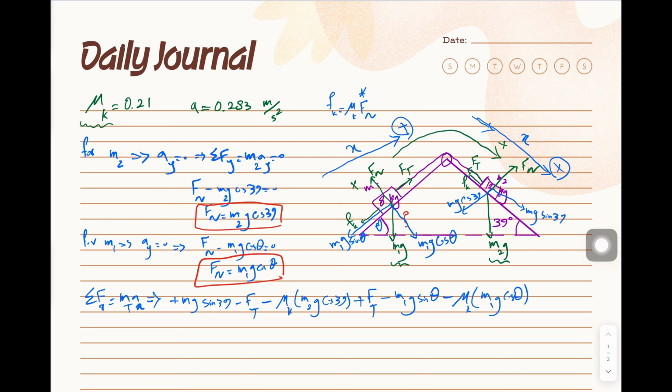So then that equals m1 plus m2 multiplied by 0.283. Okay, now we're looking for theta for these ones. Okay, now let's make them a little bit simplified.